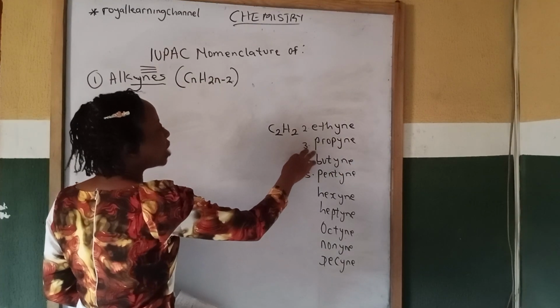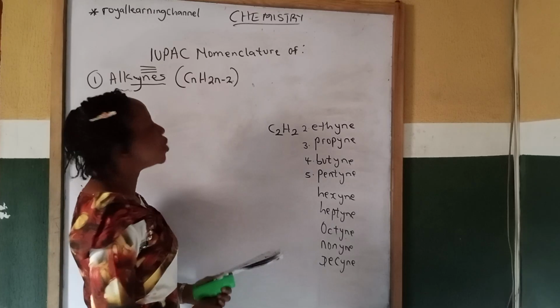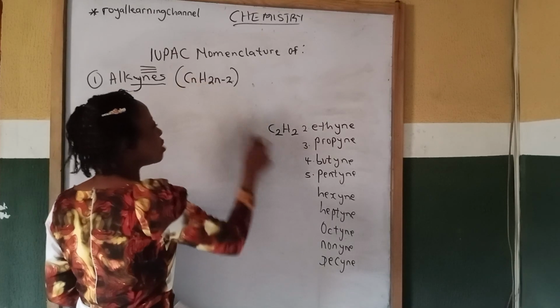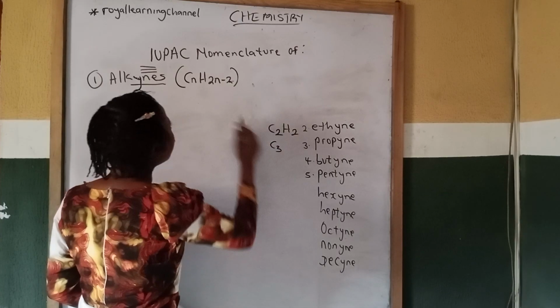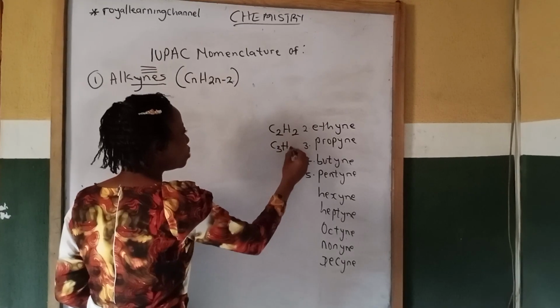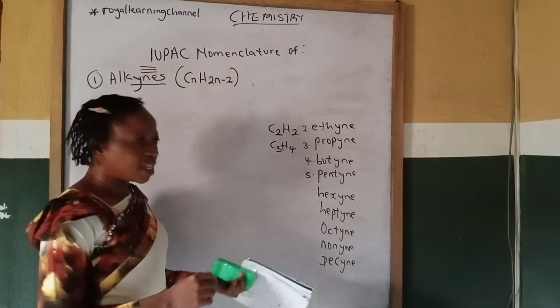For propyne, the number of moles, that is the whole number, will be what? Will be 3. So let's substitute this 3 into the general formula. C times 3 will give me C3. 2 times 3, that is 6. 6 minus 2 will give me 4. So the molecular formula will be C3H4.